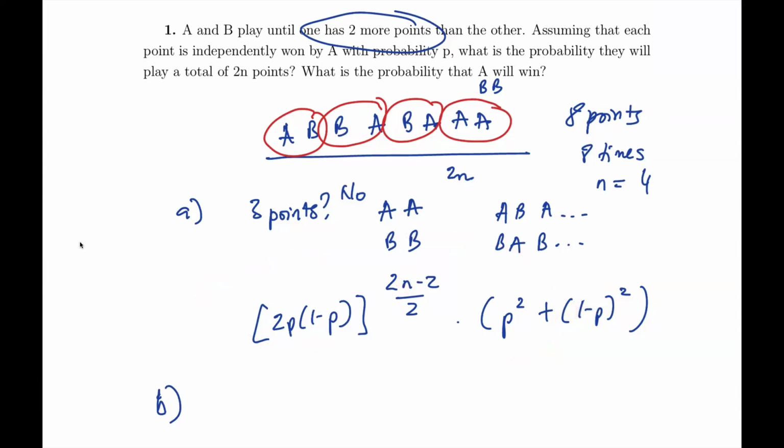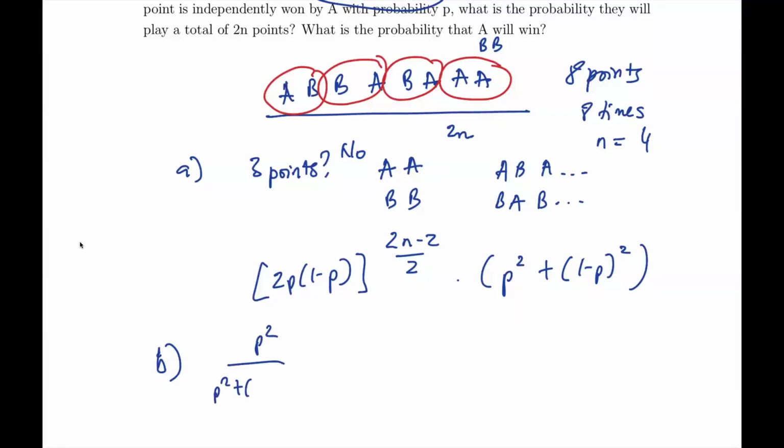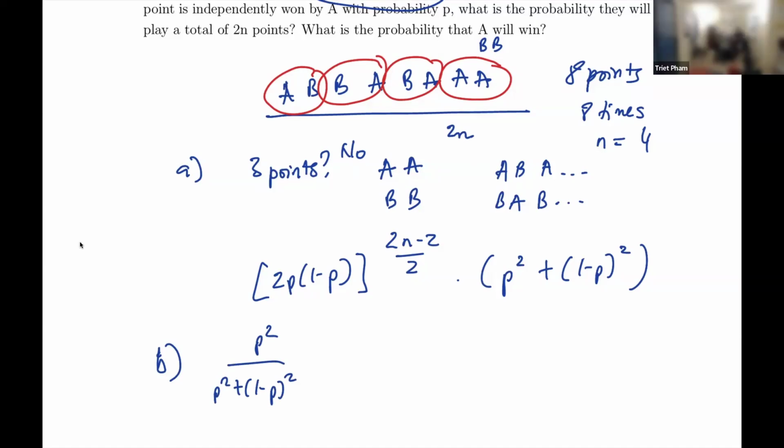Would it be p squared over p squared plus (1 minus p) squared? That's an excellent answer. And where does that come from? Because before the last two deciding rounds, every 2 points you play, you have to reach your drawn stage, and every drawn stage is equivalent to the initial stage. So essentially, you just have the last two deciding rounds left. Well, that's an excellent explanation.